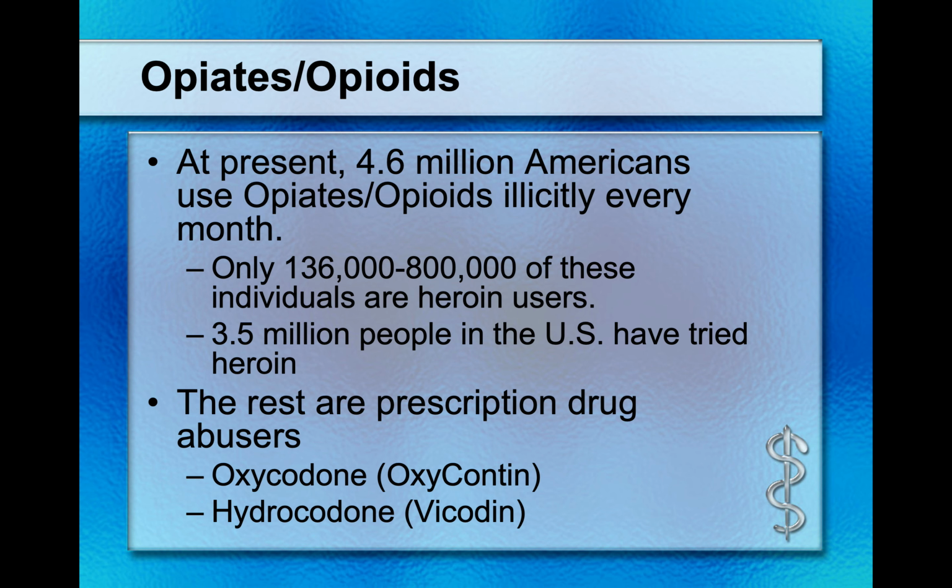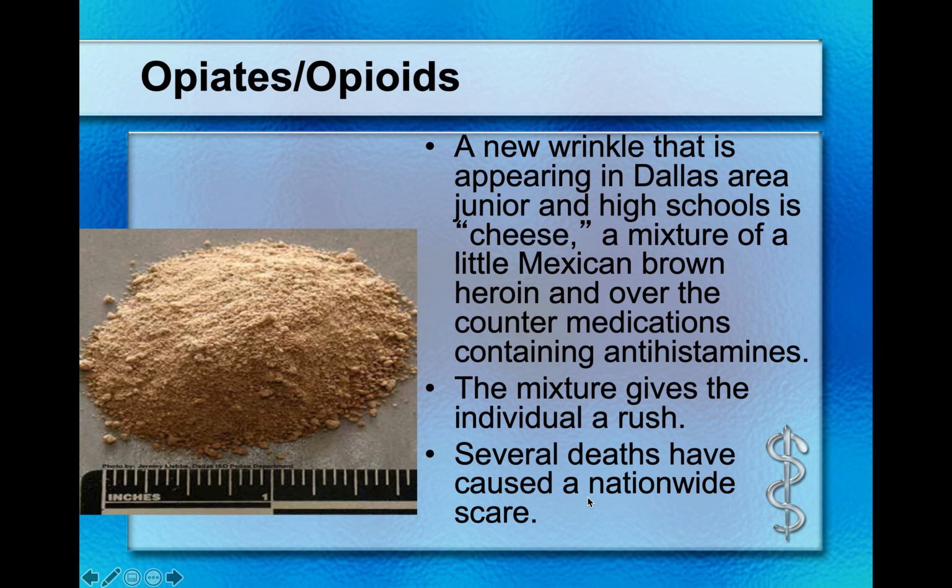At present, 4.6 million Americans use opioids illicitly every month. Only 136 to 800,000 of these individuals are heroin users. 3.5 million people in the United States have tried heroin. The rest are prescription drug abusers, OxyContin and Vicodin, or Percocet and Vicodin. Of course, this is all changing. People that become hooked on OxyContin and Vicodin, Percocet and Vicodin, eventually what seems to be happening now is that they are moving on to heroin, stronger stuff in heroin.